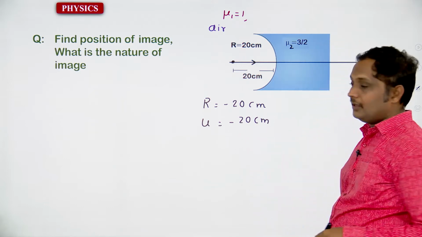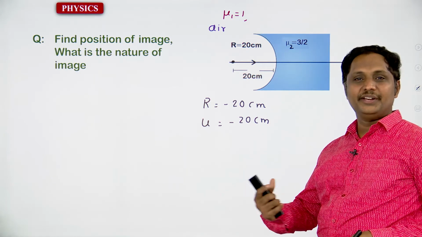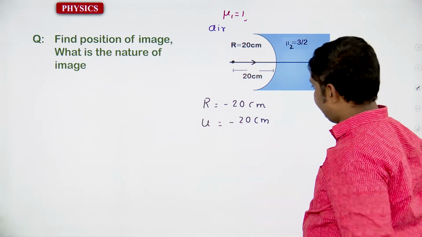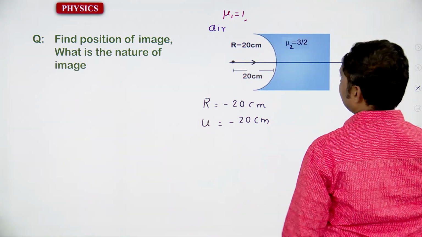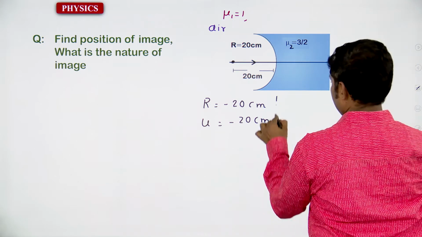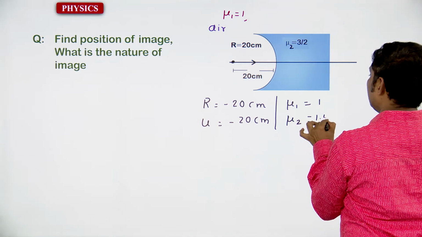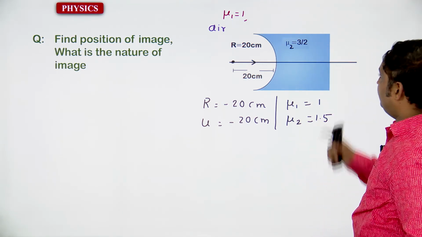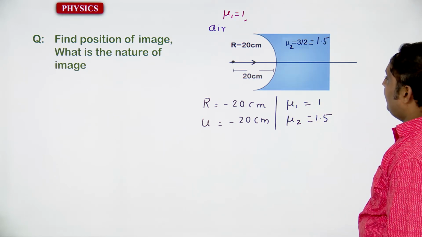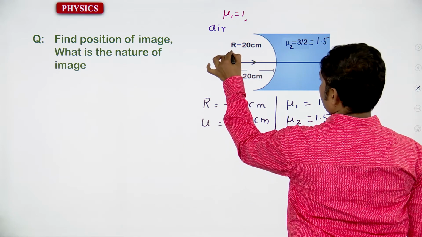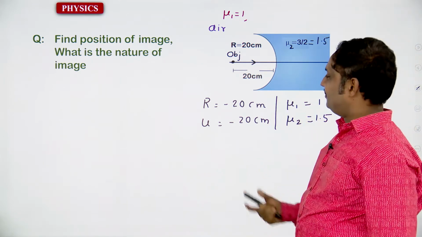Very clear. Now you are going to get the position of the image, where it has been formed. Let's have a look into that matter. Everyone has to identify that, right? Mu1 is equal to 1 and mu2 is equal to 1.5. Easily you will find that. This is going to be the object. You have to get that image by applying that equation.